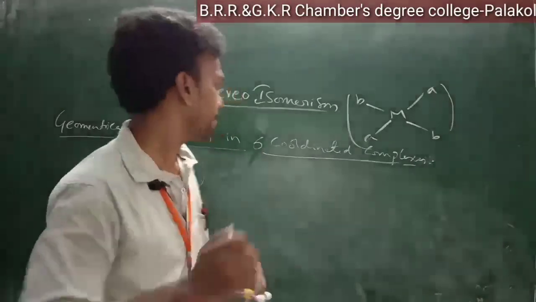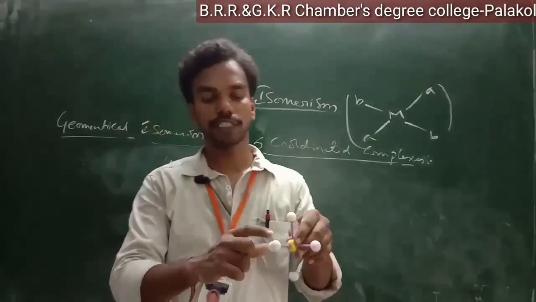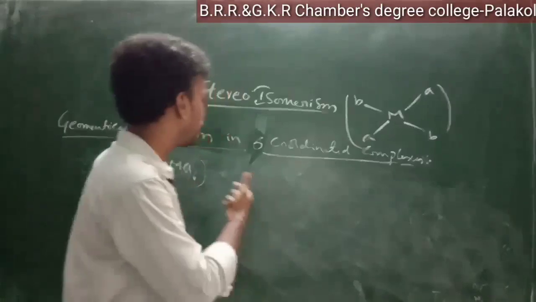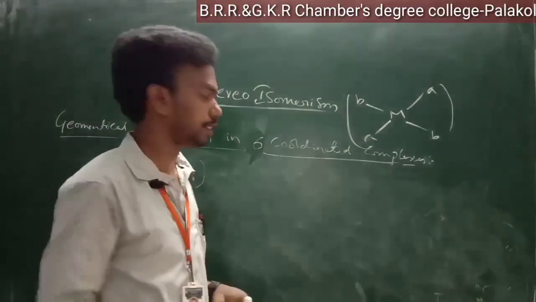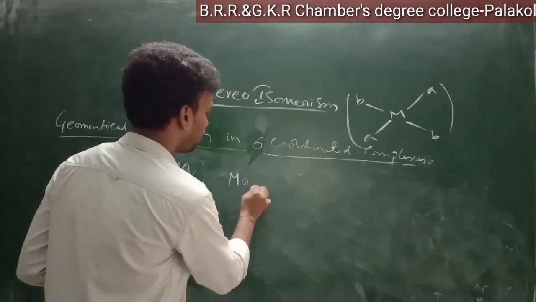Right. So if you take the complex MA6, all 6 ligands are the same, and if you interchange any 2 ligands, you get the same structure. There is no different spatial arrangement of ligands. That means they do not show any geometrical isomers. Next, MA5B.